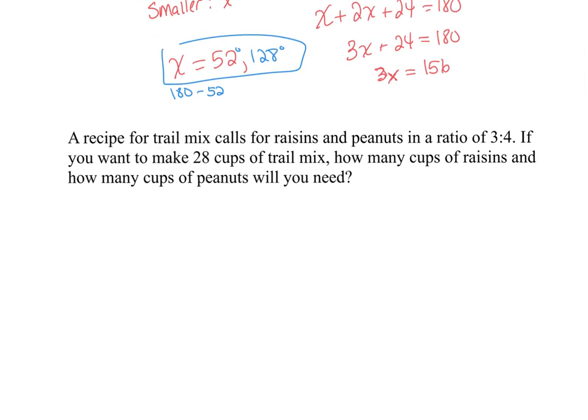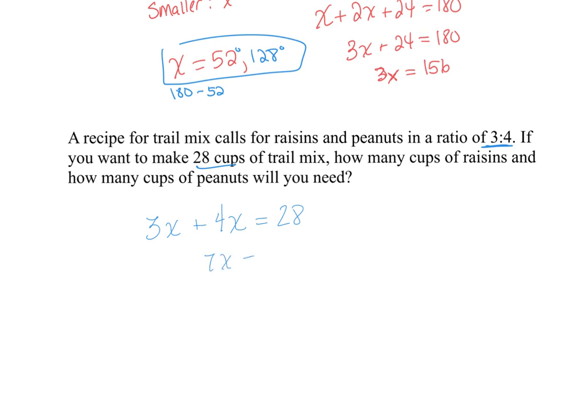The last type of word problem we did was ratios. A recipe for trail mix calls for raisins and peanuts in a ratio of 3 to 4. If you want to make 28 cups, how many cups of each will you have? So you're going to set these up with your variables. 3 times some number plus 4 times some number equals that 28 cups.